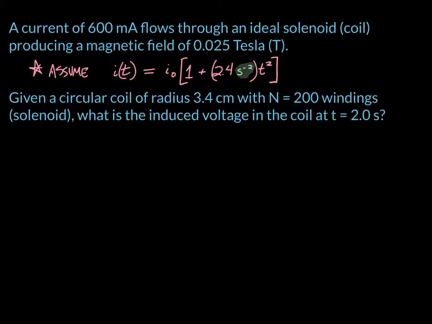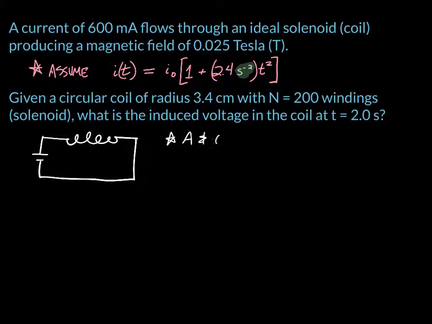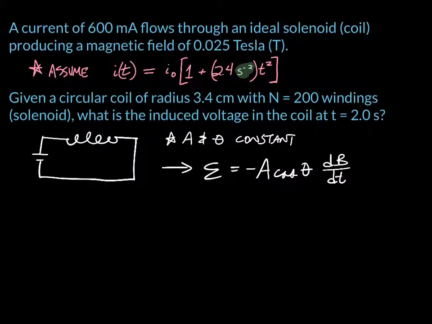So the circuit would be something like this. Here's a coil. I'm not going to draw 200 windings, okay? And so area and theta are constant in this case. Therefore, that means my induced voltage is going to be that first term, A cosine theta dB dt. So it's just a really simple example of why it mattered to expand Faraday's law, or the induced voltage, out using the product rule.